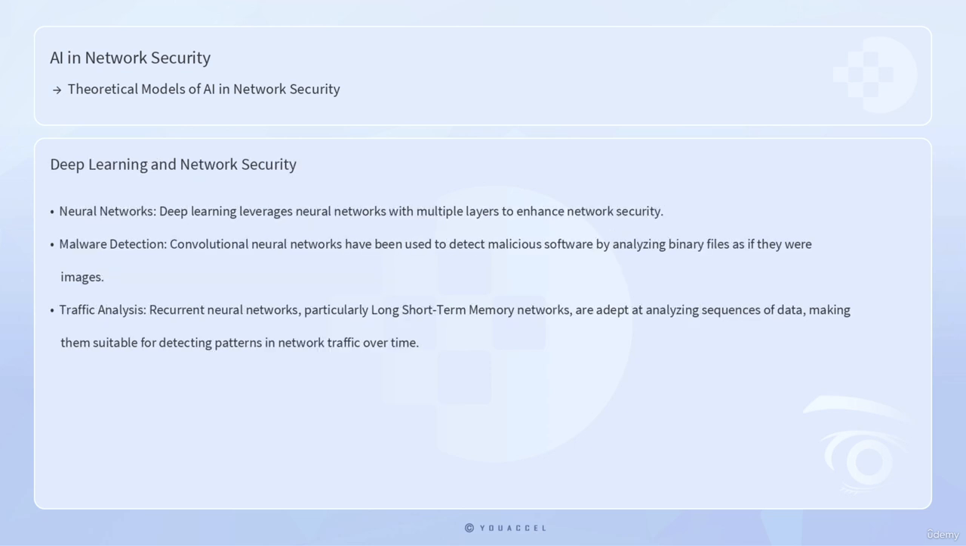Deep learning, another advanced AI technique, leverages neural networks with multiple layers to enhance network security. These models can automatically learn representations from raw data, making them highly effective for tasks such as malware detection and network traffic analysis. Convolutional neural networks, for example, have been used to detect malicious software by analyzing binary files as if they were images, identifying features that distinguish malware from benign software. Similarly, recurrent neural networks, particularly long short-term memory networks, are adept at analyzing sequences of data, making them suitable for detecting patterns in network traffic over time.